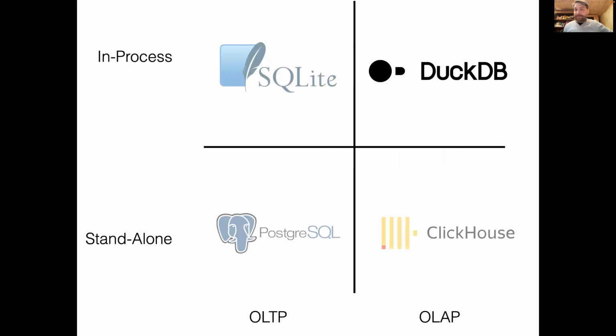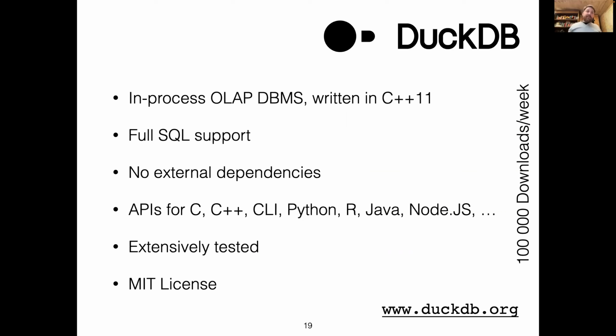But the result of that is that we have a new entry in the chart I showed you earlier, because we have DuckDB now. DuckDB is the system that we're working on, and it is the first custom built in-process OLAP database management system. So what is DuckDB? Well, DuckDB is a database management system. So you can insert, append, delete, add data to it. You can run queries. It runs normal SQL queries, actually quite complex SQL queries. It is written in C++11 and just normal C++ code.